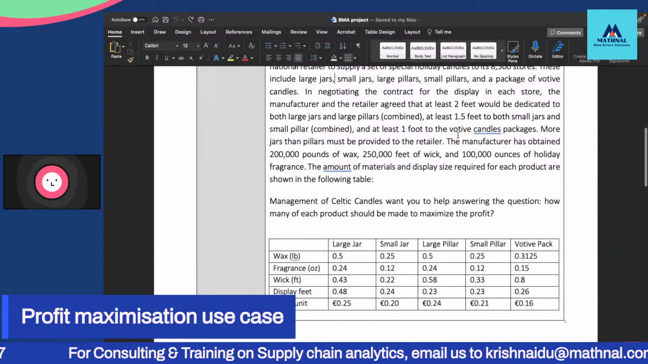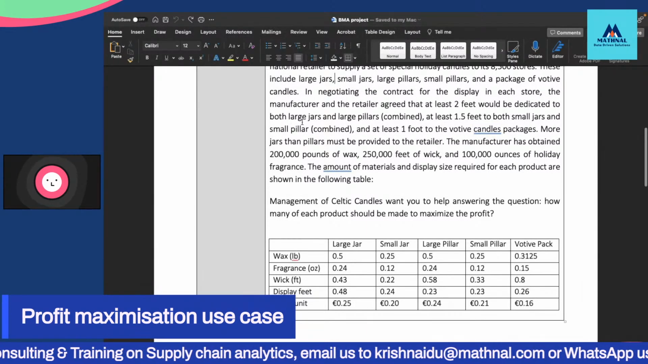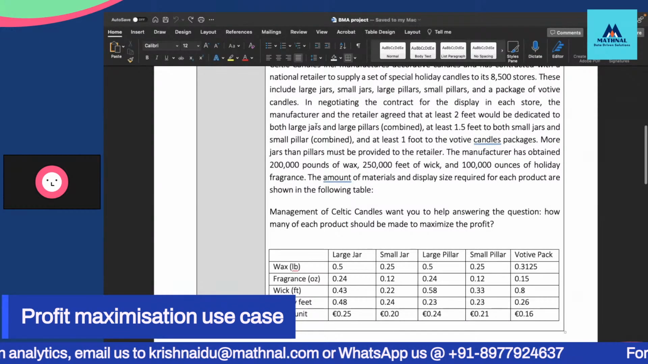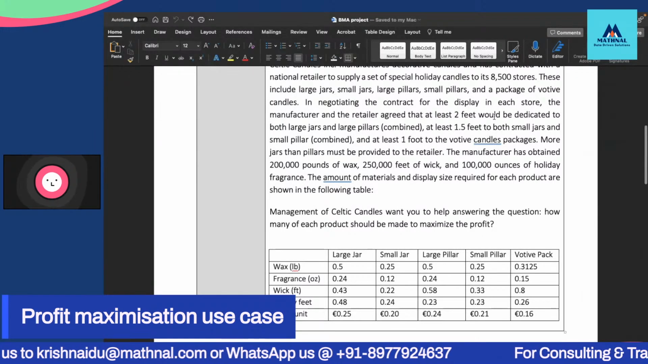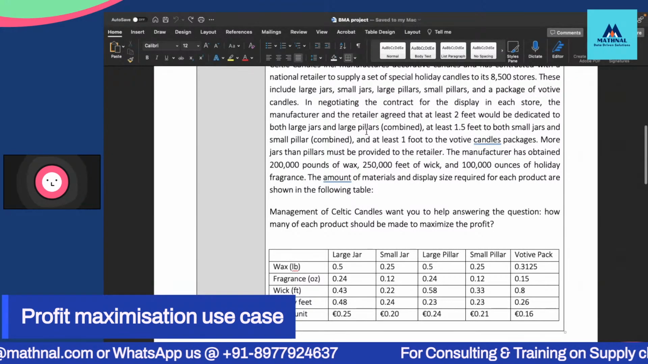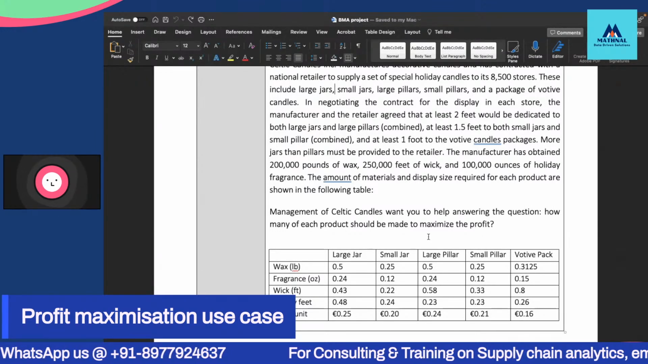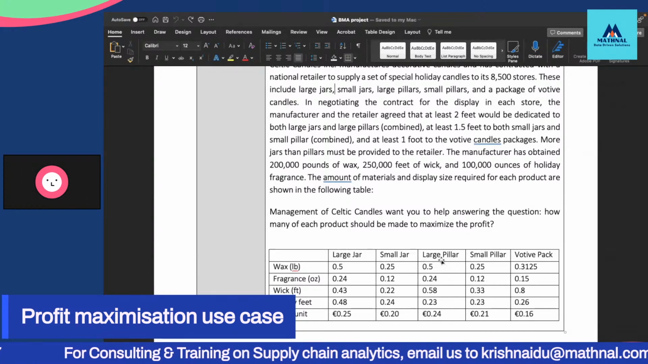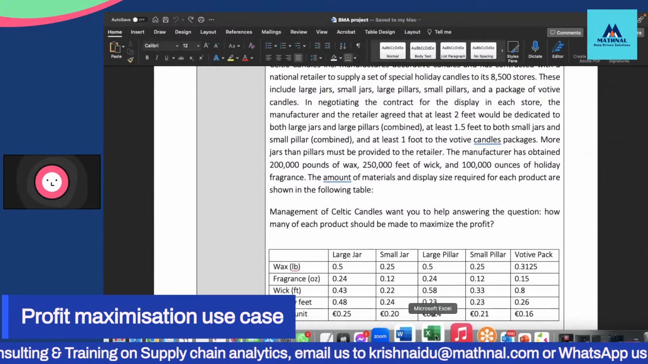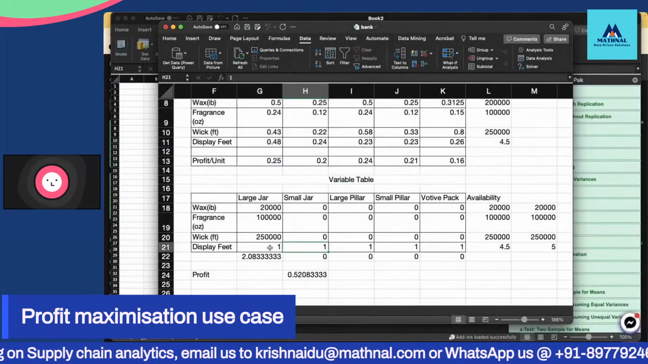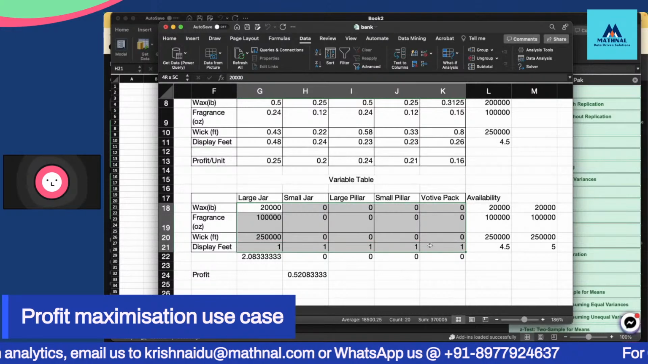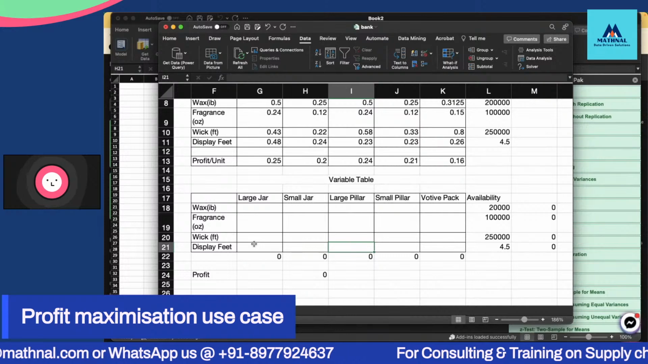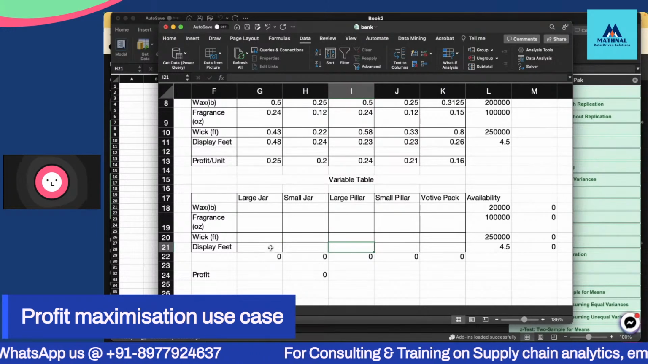So here, what is it saying? The combined at least 1.5 feet to go to the small ones. The manufacturer and retailer agreed that at least 2 feet would be dedicated to both large jars and large pillars. Okay, so let's put one more constraint here. Let me put all of them as 0. So large jar and large pillar should be equal to 2 feet combined.